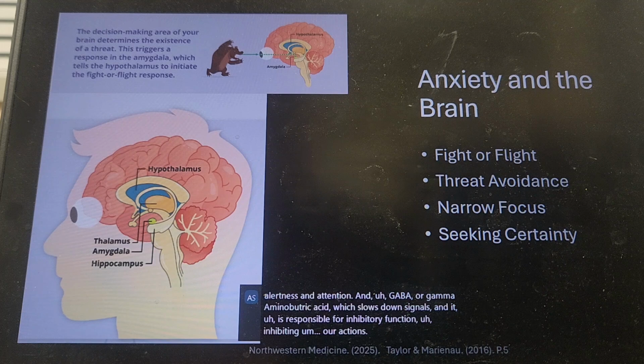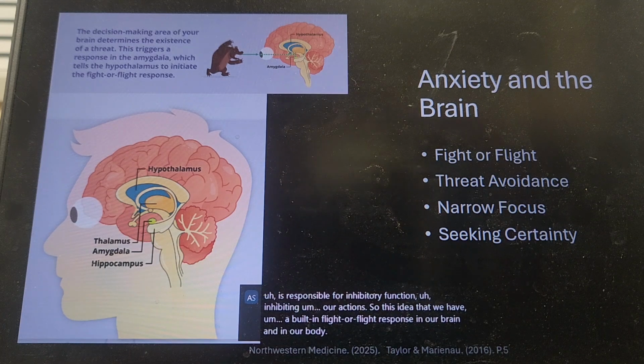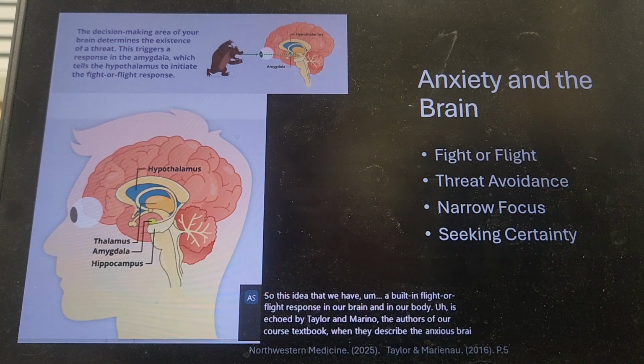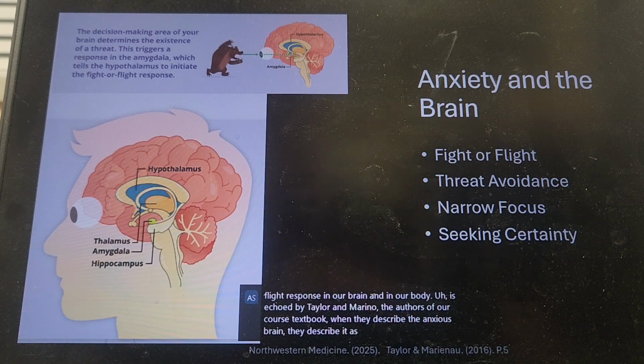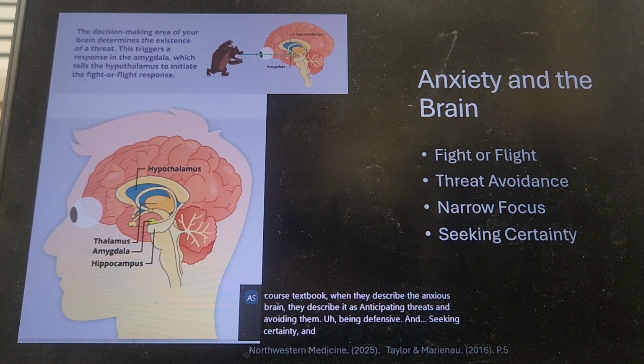So this idea that we have a built-in fight or flight response in our brain and in our body is echoed by Taylor and Marino, the authors of our course textbook. When they describe the anxious brain, they describe it as anticipating threats and avoiding them, being defensive, and seeking certainty, and finally, always ready to fight or to flee.